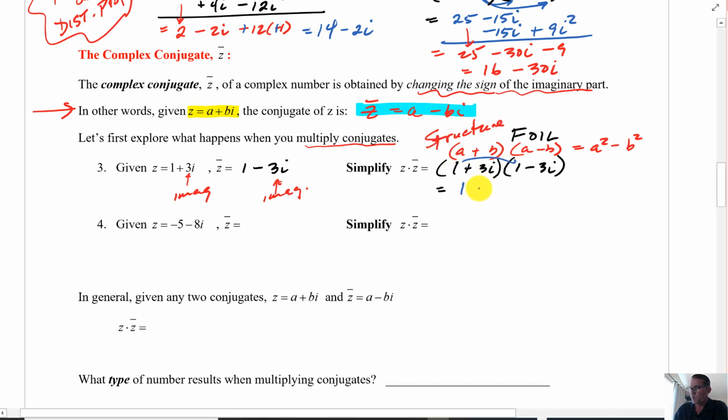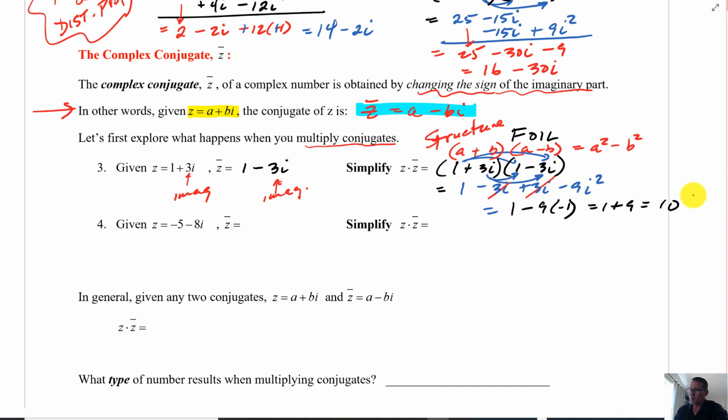I'm just going to multiply through. So here we go. 1 times 1 is 1. 1 times negative 3i is negative 3i. 3i times 1 is positive 3i. And then 3i times negative 3i is negative 9i squared. These terms in the middle cancel because they're opposites. And so what do you get? You get 1 minus 9 times negative 1, which is 1 plus 9, or 10. You get a real number.